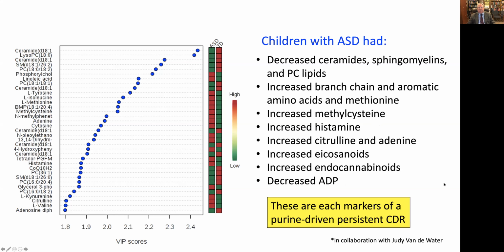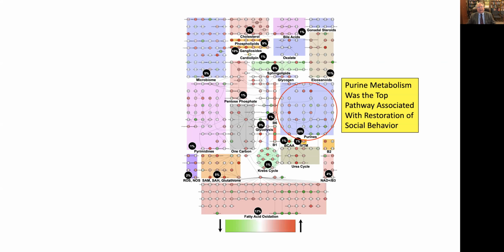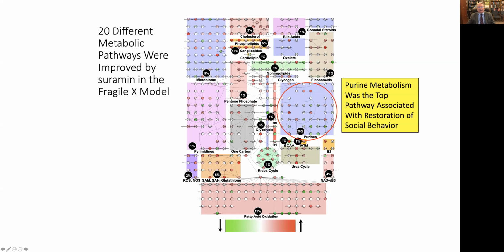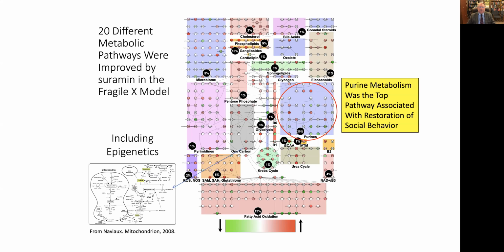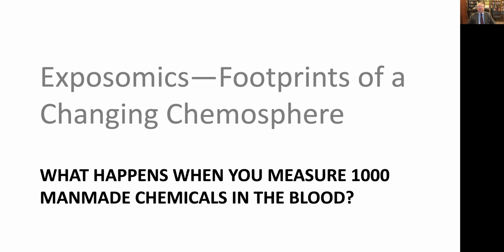Okay, so it turns out we know from previous studies that these are each markers of a purine-driven persistent cell danger response in children, and some of this has actually been reproduced independently in children, not just mice, in a study by the Persico group in Italy. So if you look at Fragile X syndrome, you also see that the top pathway that carries the most metabolic variants is purines. Okay, so now I'm going to shift to the exposome.